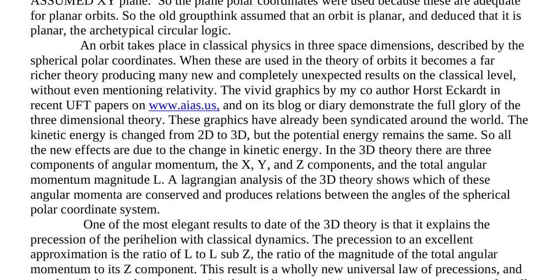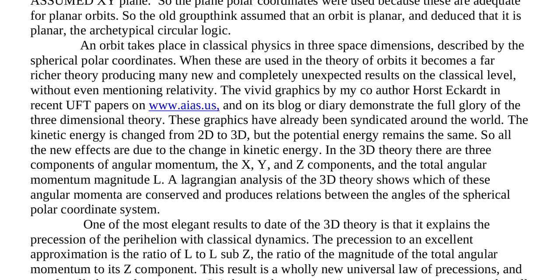An orbit takes place in classical physics in three dimensions, described by the spherical polar coordinates. When these are used in the theory of orbits, it becomes a far richer theory, producing many new and completely unexpected results on the classical level, without even mentioning relativity. The vivid graphics by my co-author Horst Eckert in recent UFT papers on AIS.us and its blog or diary demonstrate the full glory of the three-dimensional theory. These graphics have already been syndicated around the world.